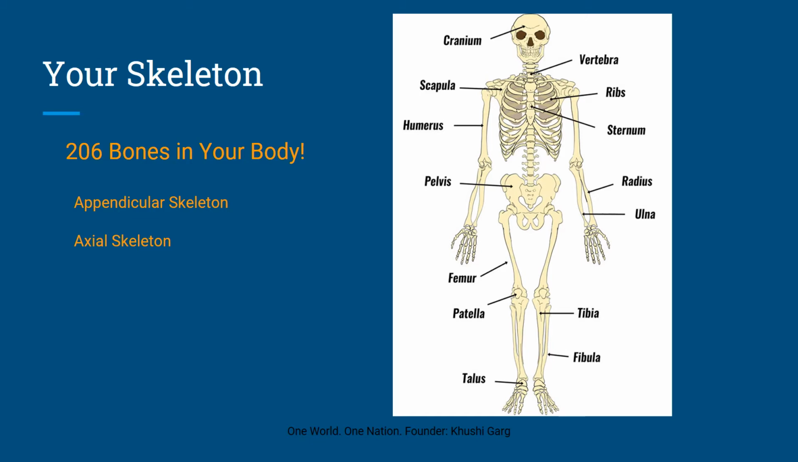Obviously, the whole skeleton is not labeled, but these are the major and larger bones of the skeleton. Your skull is called the cranium, your spine is called the vertebrae, and it protects the spinal cord. And there are your ribs, the sternum, the scapula, which makes up your shoulder blade, and connects with the humerus, which is the upper part of your arm. And then is the forearm, which is made up of two bones, the radius and the ulna, and your fingers and toes are actually called phalanges.